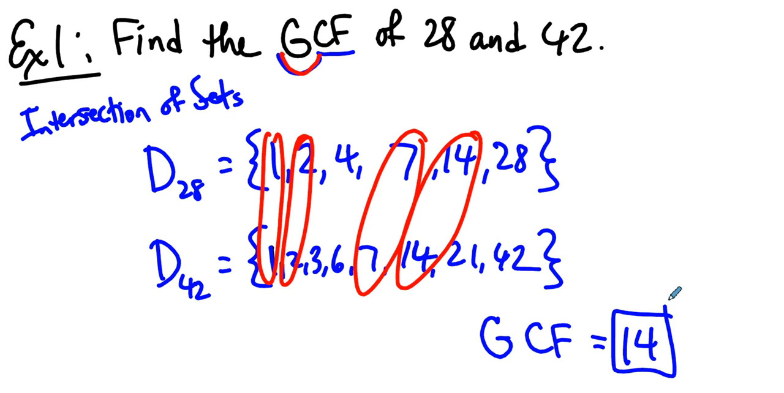The intersection of sets method requires you to write out all of the factors of both of the numbers and then look for common factors, choose the greatest one. There are other ways.